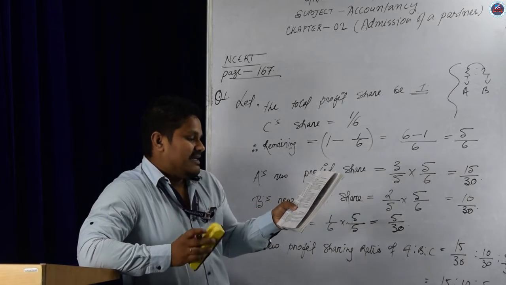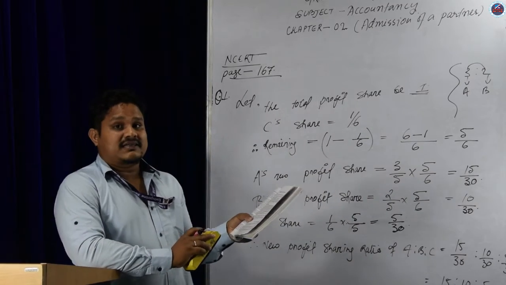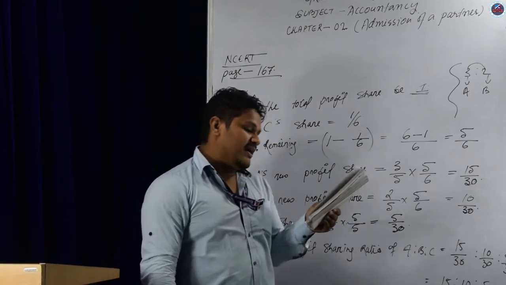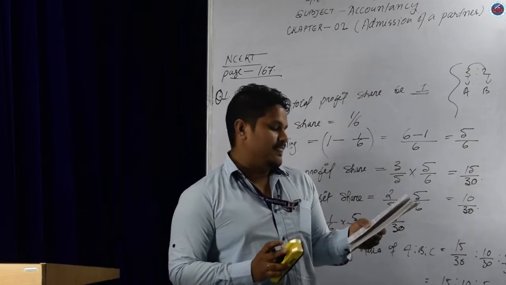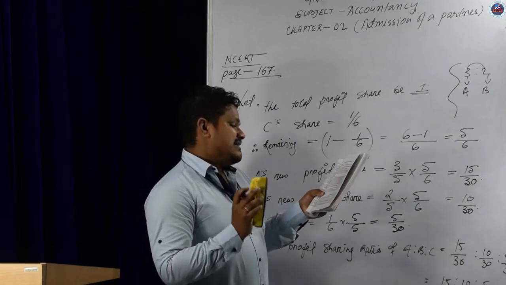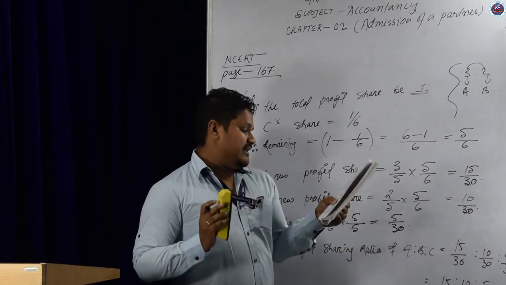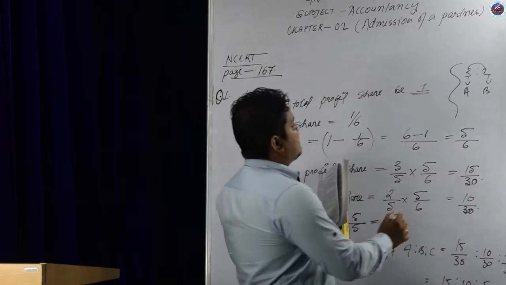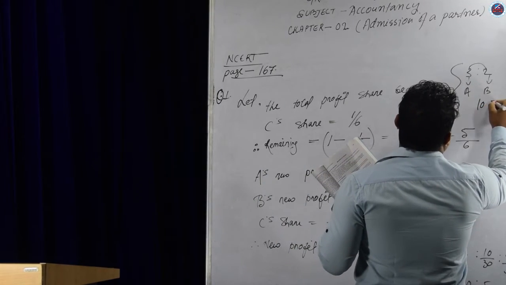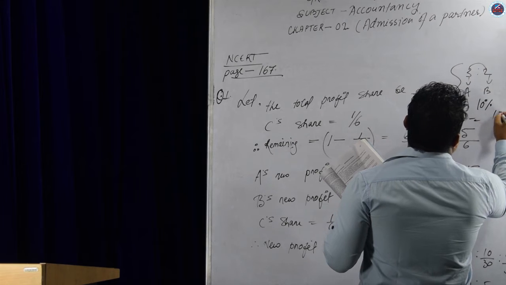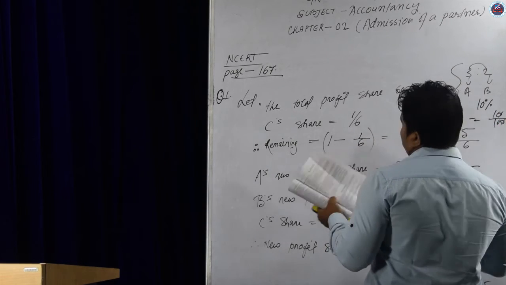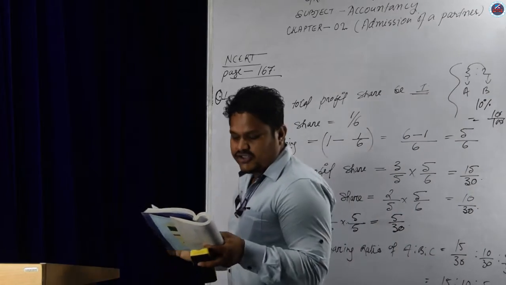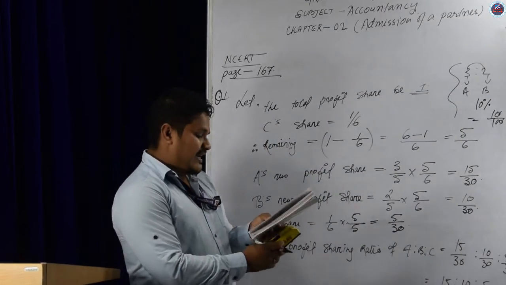The thing is that here there are 3 old partners and 1 new partner, that is D. Total partners is 4. In question number 1, C's share was given as 1 by 6 and here D is given 10%. So we have to convert 10% into a fraction, that is 10 by 100. If you cut it, it will be 1 by 10. So question number 2 is the same as question number 1. You can try at home.